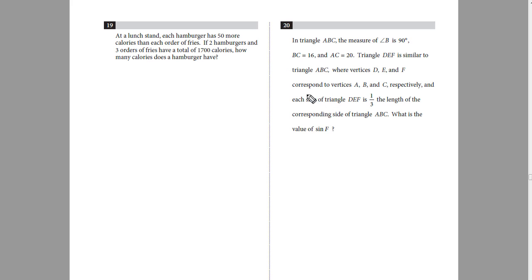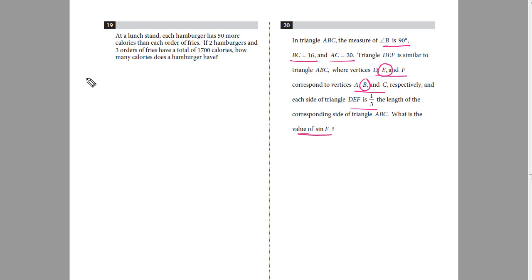Now let's move on to the last question, question number 20. In triangle ABC, the measure of angle B is 90 degrees, BC is 16, AC is 20. Triangle DEF is similar to triangle ABC, where DEF corresponds to vertices A, B and C, which means E will have the angle of 90 degrees because B has the angle of 90 degrees. Each side of triangle DEF is one third the length of the corresponding side of triangle ABC. What is the value of sine F?